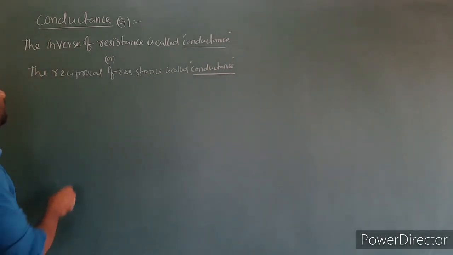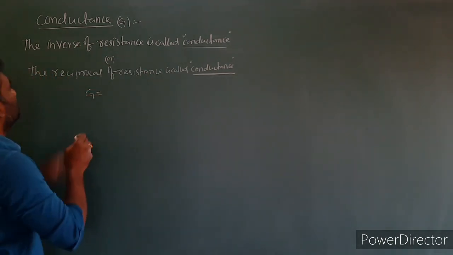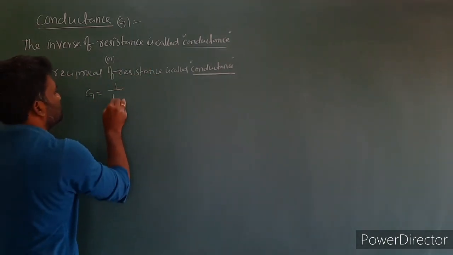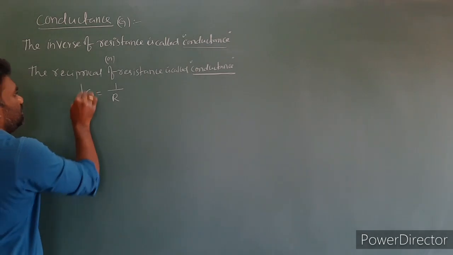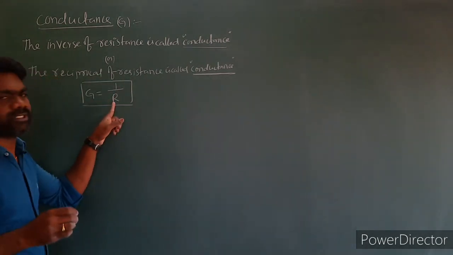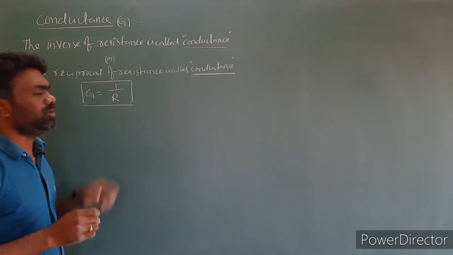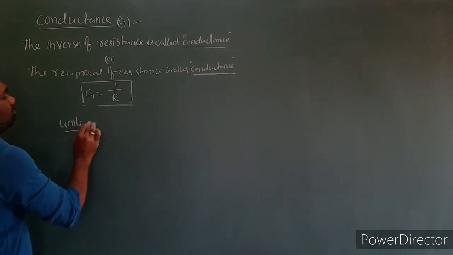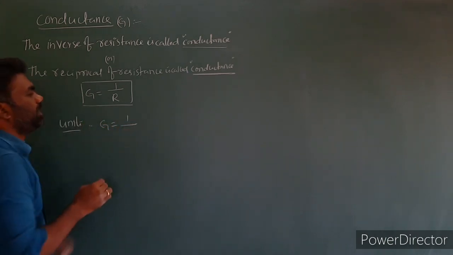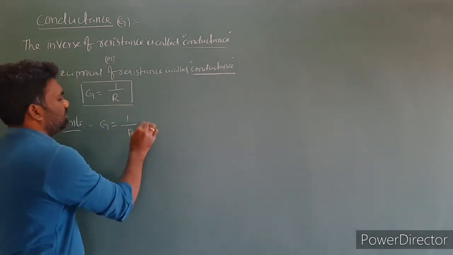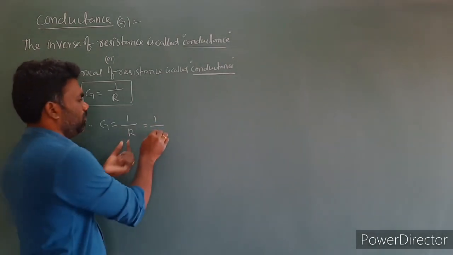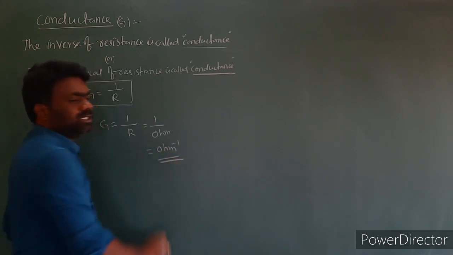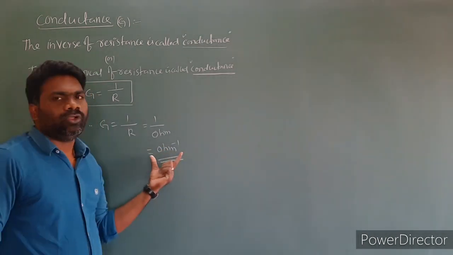So the formula for conductance is G is equal to the inverse of resistance, nothing but the reciprocal of resistance. G is equal to 1 by R. Units: 1 by R means 1 by the unit of resistance, which is ohm. So 1 by ohm, that is ohm inverse. The unit of conductance is ohm inverse.